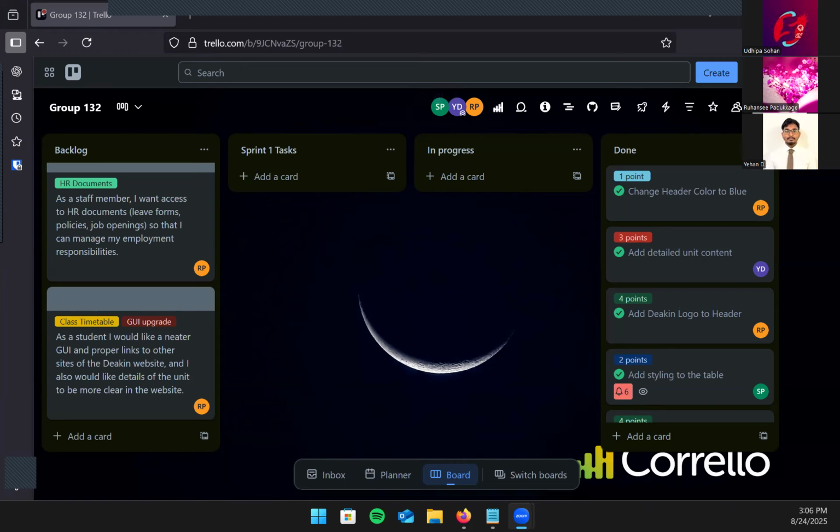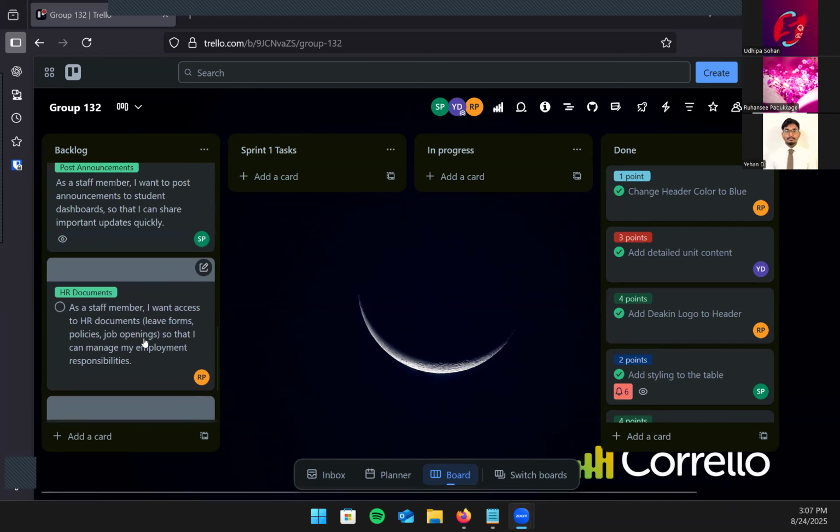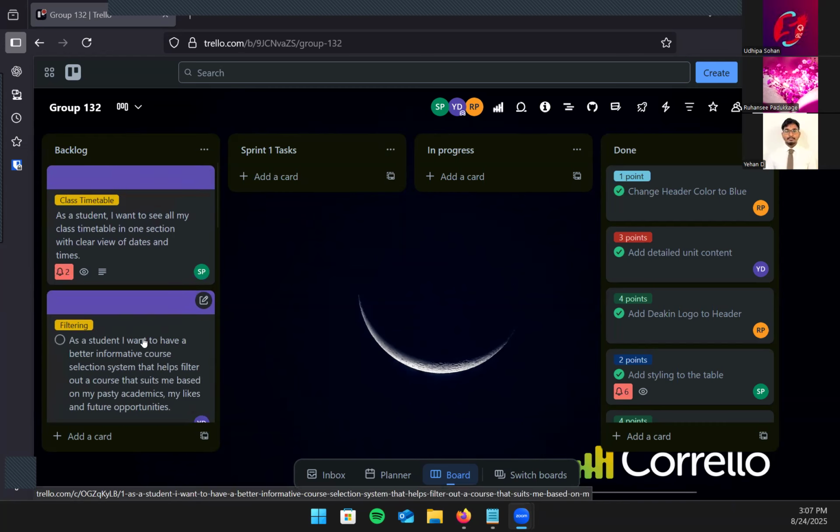Hello everyone, I'm Yehan Dineth and we are Group 132 and this is our Sprint 1 review for the Deakin University website project. The aim of this sprint was not just coding but also planning and preparing the foundation for our project. Sprint 1 ran over 3 weeks from week 4 to week 6 and we mainly focused on user stories, task distribution, environment setup, and collaboration.